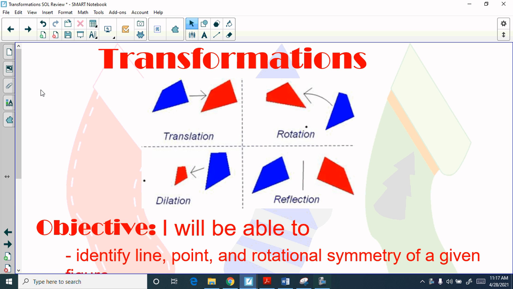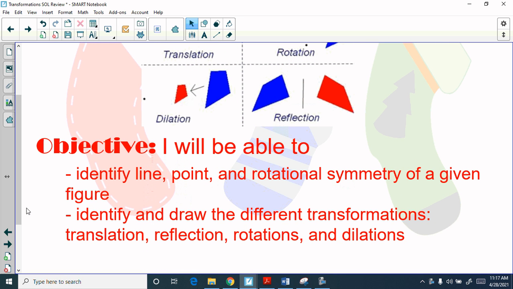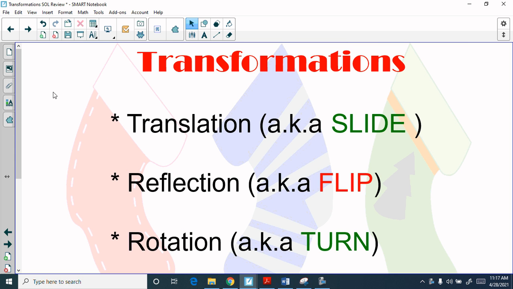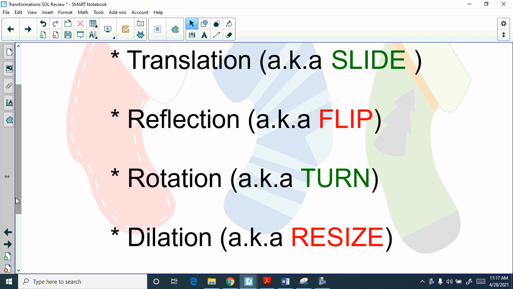Okay, in this video, I'm going to be talking about transformations in symmetry. Specifically, we're going to talk about line and point symmetry, as well as the different types of transformations: translations, reflections, rotations, and dilations. We've got some nicknames that go with each. A translation is a slide across your paper. We're not changing the size of the shape at all. It's just gliding across the paper. Reflections are a flip over some sort of line, again not changing the size. A rotation is a turn about some point, and a dilation is the only time we are resizing the shape. So the shape will get bigger or it will get smaller.